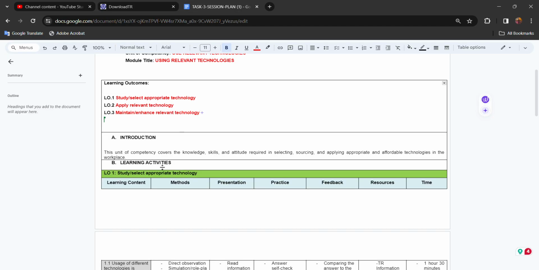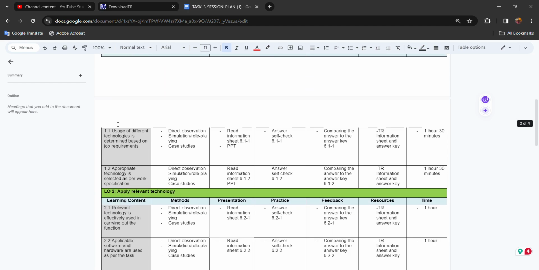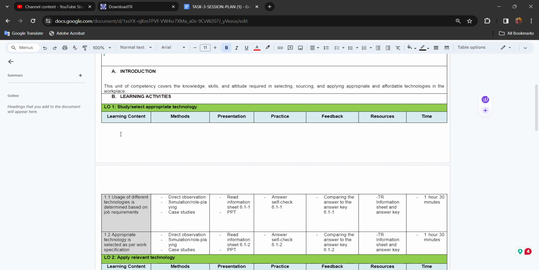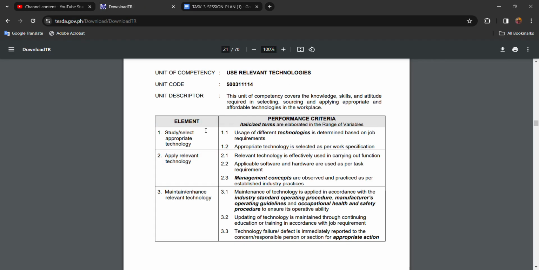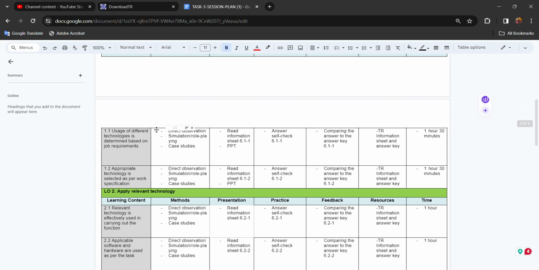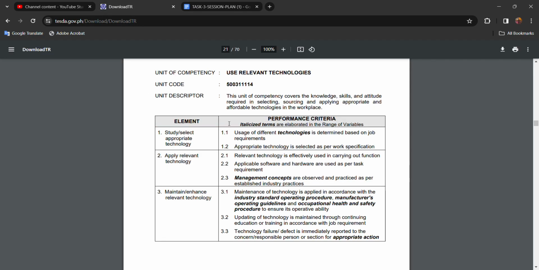And also, the learning content is from here, the performance criteria. For example, learning outcome number 1 is from element number 1 and its performance criteria. Learning outcome number 2 is from here, and this was its learning content.